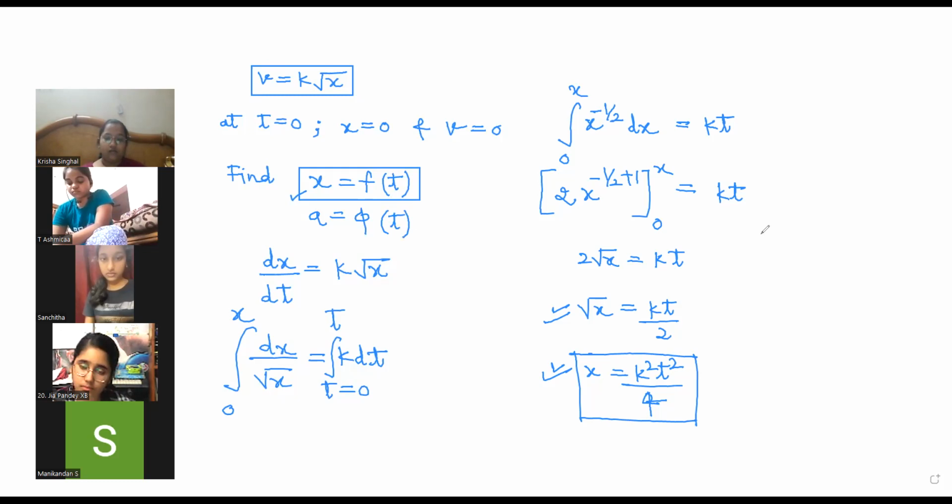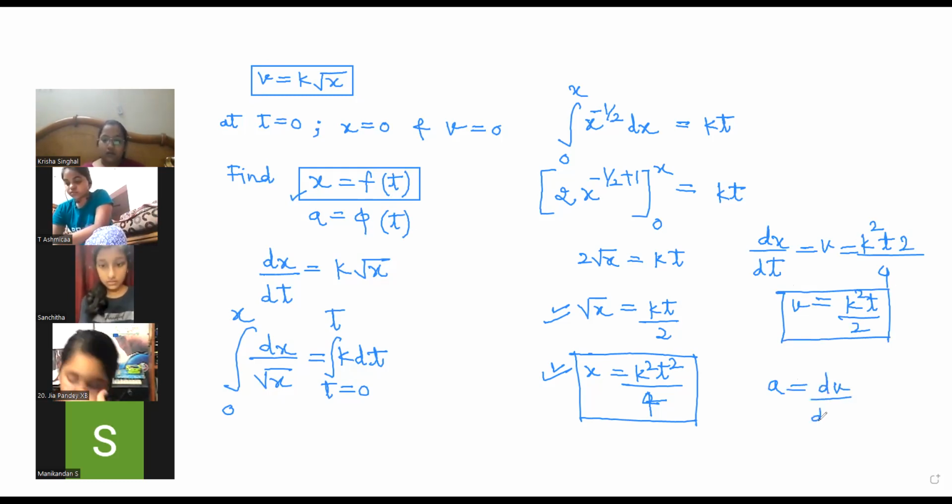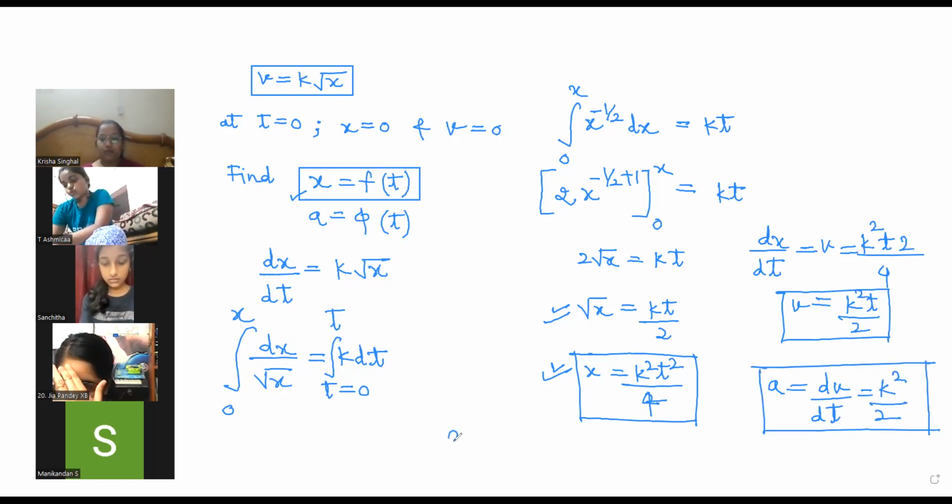So now what you will do here is differentiate this x. It's simple, we will get v, and that is k squared t times 2t upon 4, or this is k squared t upon 2. This is v. And when we differentiate it, we get a, and that is k square upon 2. Got it? So is a constant or a variable?